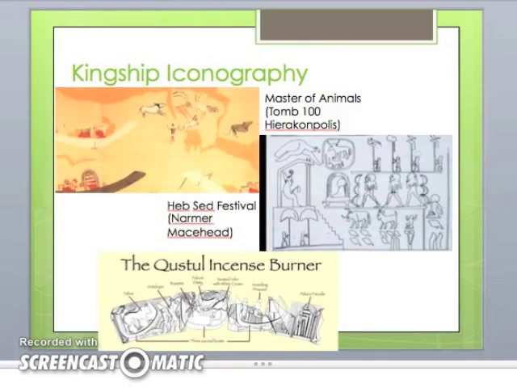There's a couple other things that seem to show up as well. So in Tomb 100, we also have a lot of Master of Animals, and also on a mace head that we found. So a mace head is like a big metal ball that you use to smite people, hit them, things like that. We have a representation of something called the Hebsed Festival, and the Hebsed Festival is a commemoration of a king after he dies.